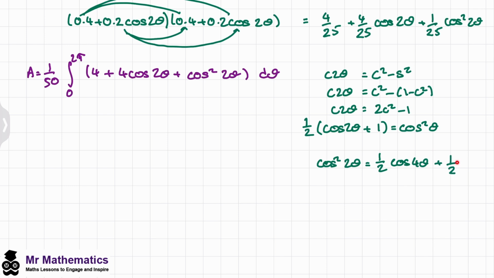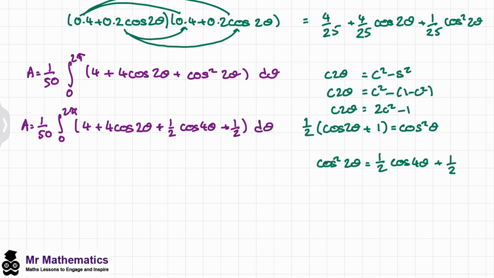Then we'll substitute this into here. So this becomes 1/2 cos 4 theta plus 1/2 d theta. And then we'll add these two constants together. So this becomes 9/2.